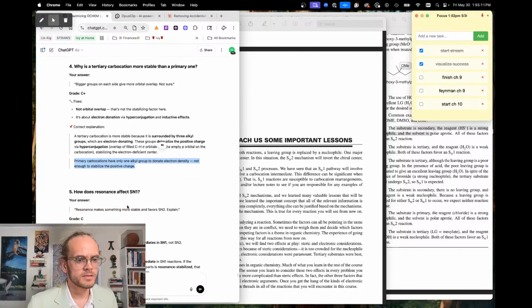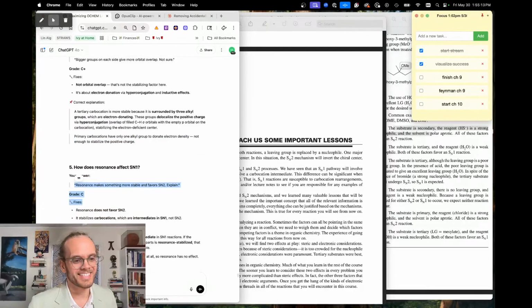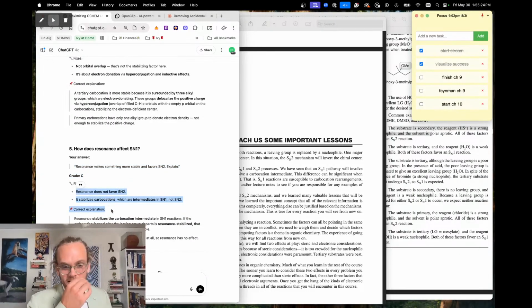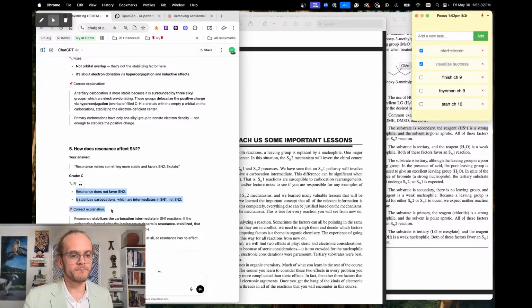That's intense. I got bad grades on all these. Resonance makes something more stable. I guess I asked it to be a perfectionist. That's good. Makes something more stable and favors SN2. It does not favor SN2. Whoops. It stabilizes carbocations, which are intermediates in SN1. Okay. Resonance is for SN1. Got it.